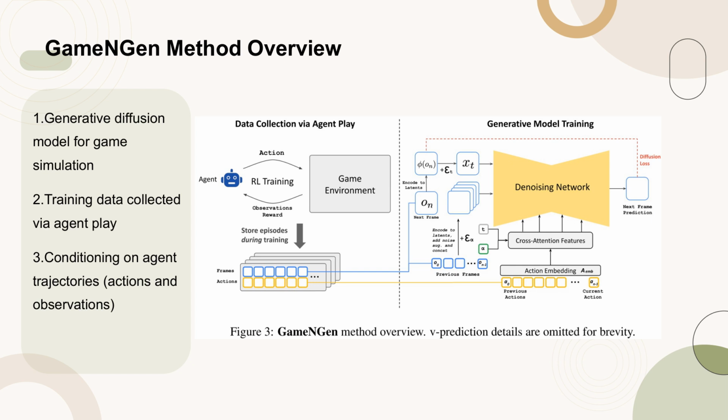The figure highlights the process of collecting training data through an agent playing the game, which is then used to train the generative model. The model conditions on the agent's trajectories, which include sequences of actions and observations. The v-prediction details are omitted for brevity, focusing on the broader methodological approach.